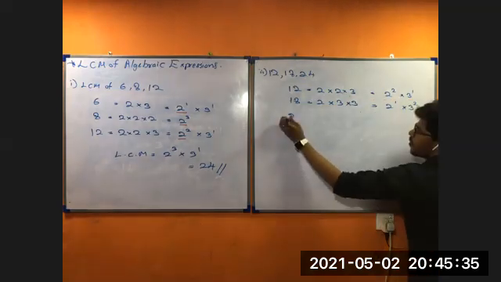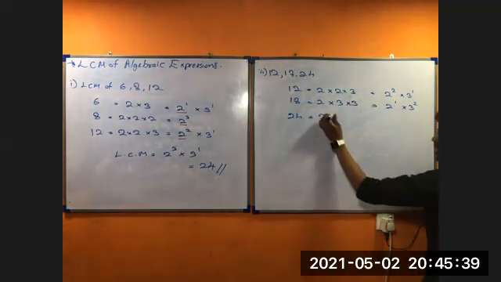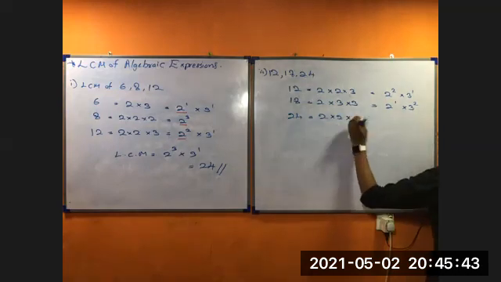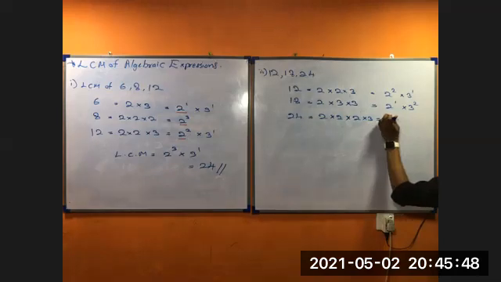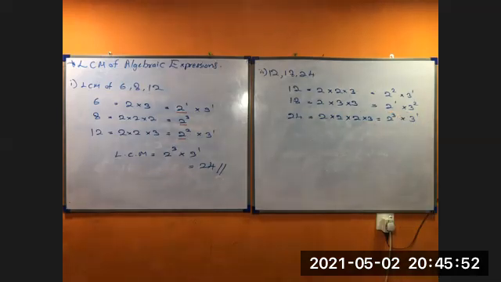Then 24, you can write 24 divided by 2, 12. Then again, you have a 2. 2 times 2, 4 times 2, 8 times 3. So this means 2 to the power 3 multiplied by 3 to the power 1. Then you are selecting the highest powers.